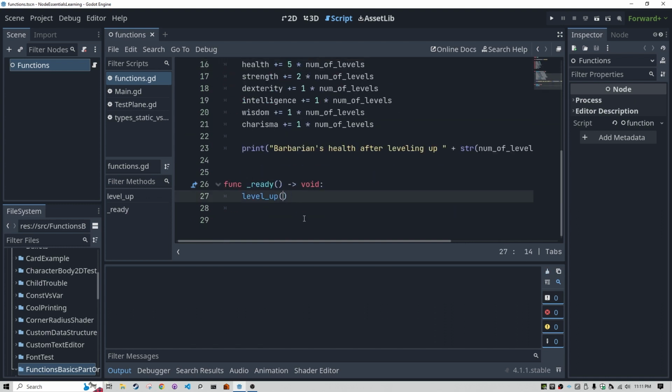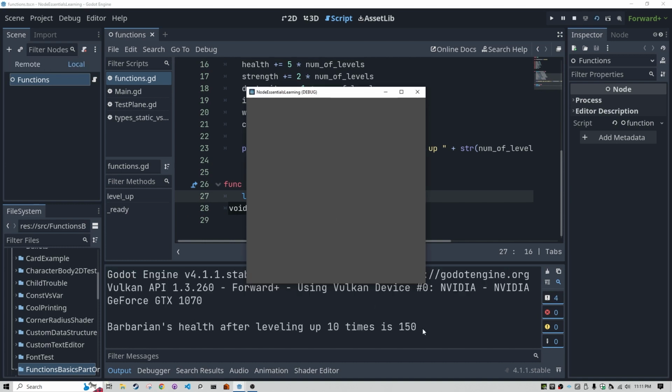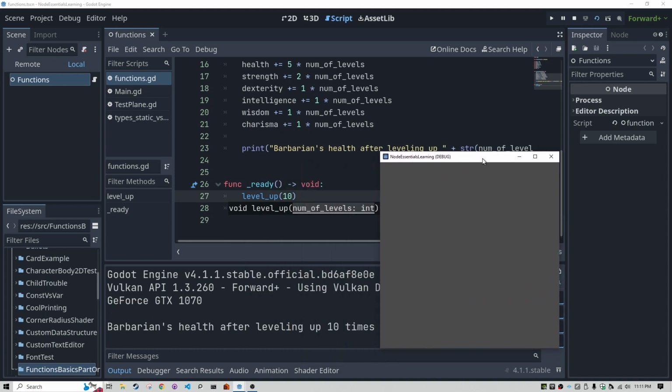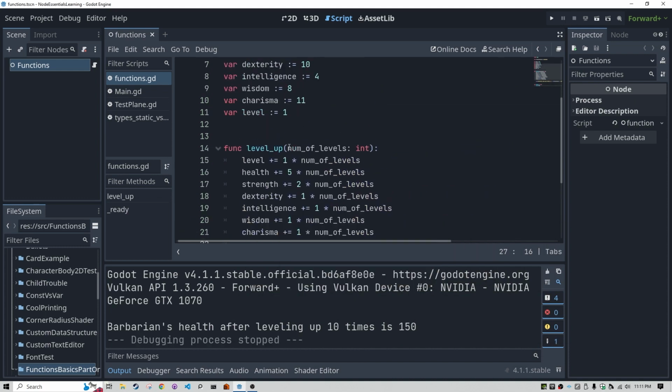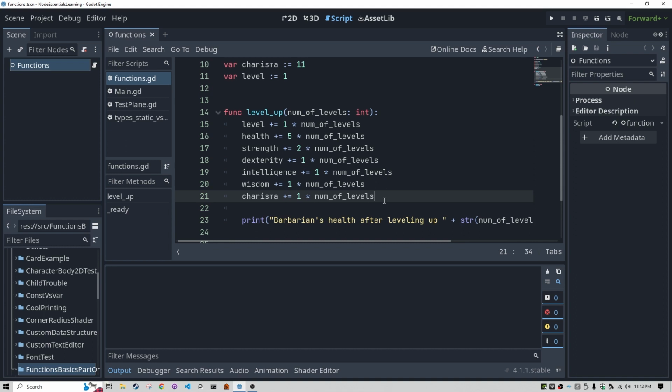Now watch this. What happens after 10 levels? Well, let's see. It looks like the Barbarian's health is now 150. And that is what we would expect it to be, right? 10 times 5, 50. So it appears that we have successfully added a parameter or an argument. I tend to use those two words interchangeably, so I want to introduce both of those words now because when we're learning more advanced stuff later on, I'm liable to say the words argument and parameter interchangeably. I don't want you to be confused. That's why I'm making such a big to-do about it now, okay? So that's kind of the basics when it comes to parameters.